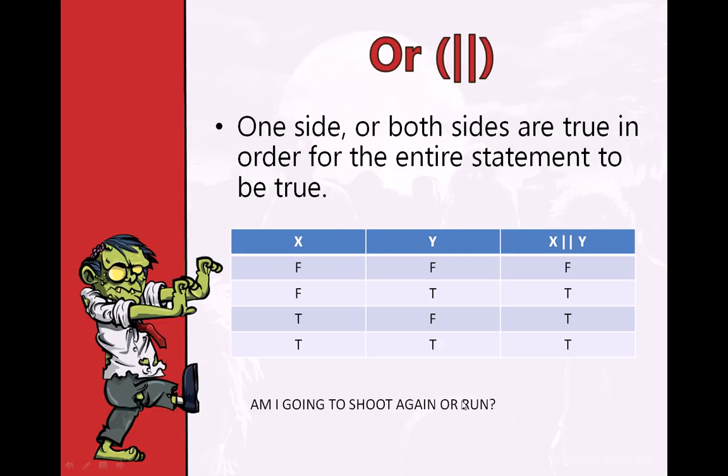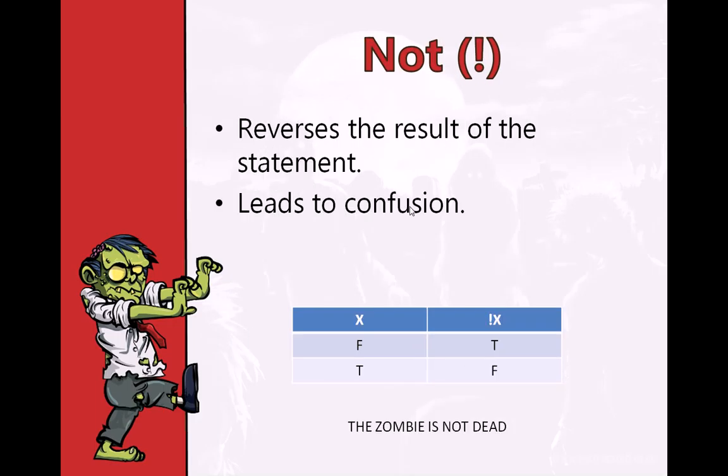Finally, the last logical operator that we're going to look at, and this causes some problems for some people, even some experienced programmers that I know, is the not operator. The not operator is just the exclamation point. It reverses the result of the statement. All right, this leads to confusion. Okay, and it reverses the result of the statement.